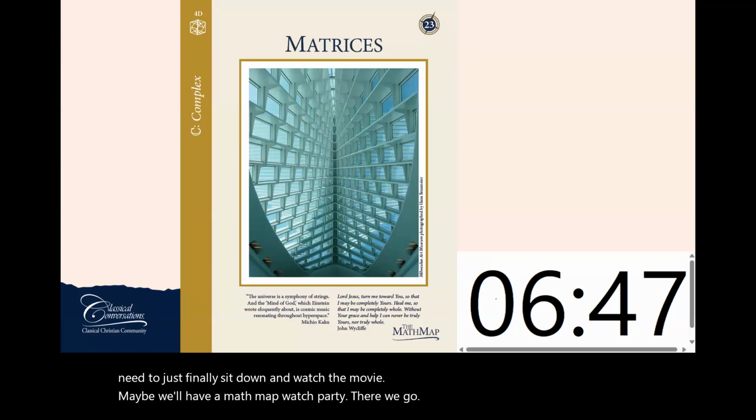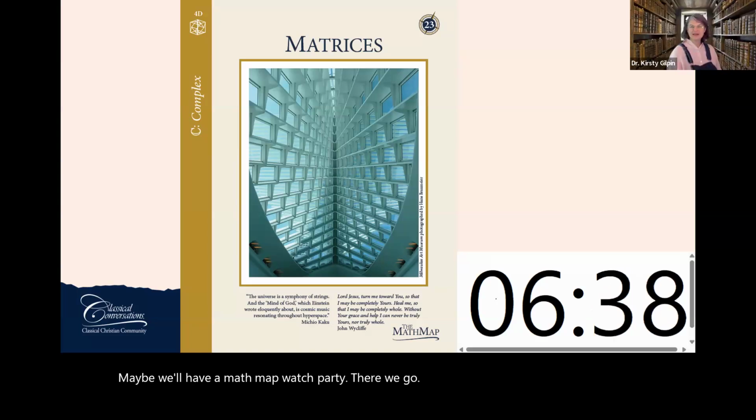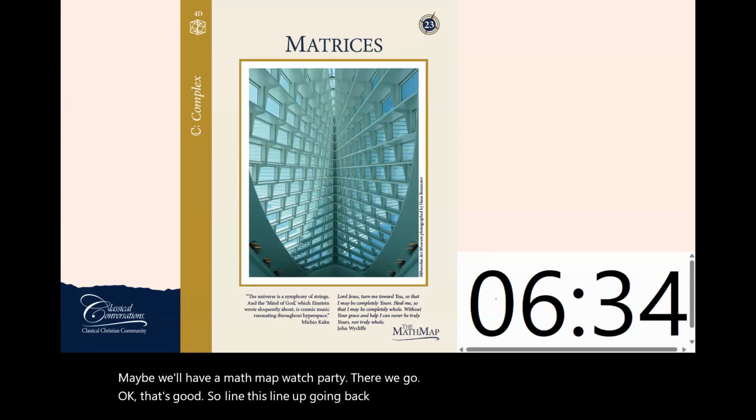When they were viewing the Matrix, they were viewing the lineup of all the zeros and ones. Okay, that's good. So going back to the idea of organization, a line up.